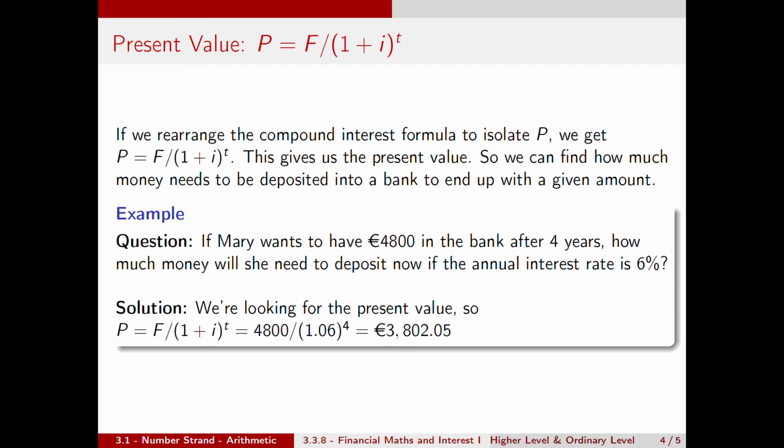So we get that P is equal to F all over (1 plus I) to the power of T, which is equal to 4,800 all over 1.06 to the power of 4, which is equal to €4,802.05. So that's the amount of money she needs to put in the bank now to have €4,800 after 4 years.